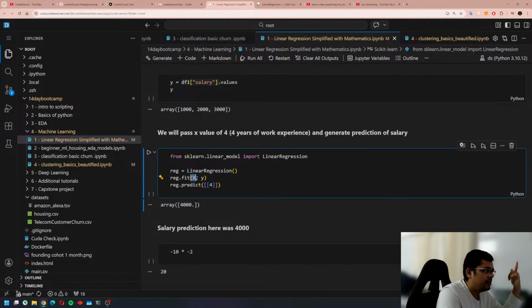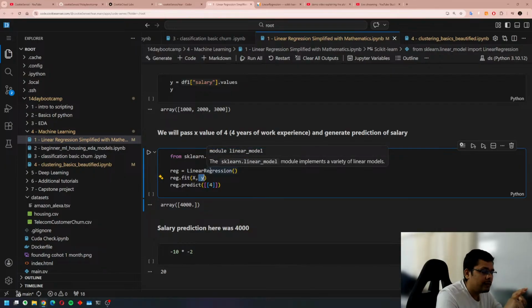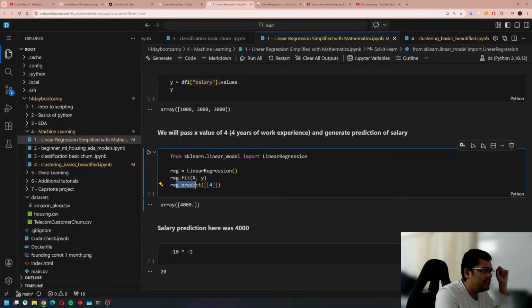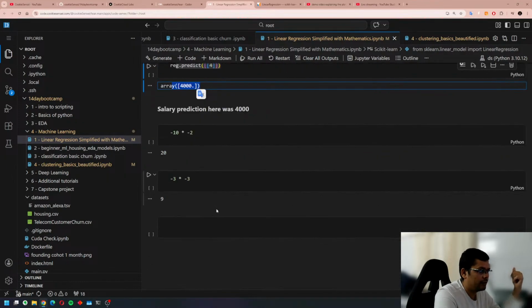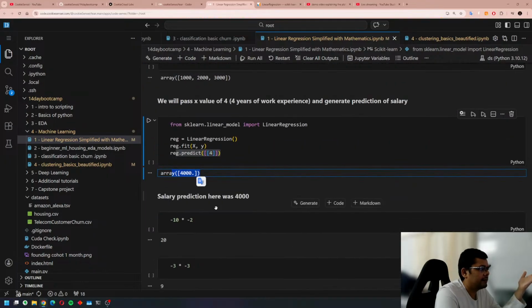Fit means look at the data: take a look at X, which are the questions, take a look at Y, which are the outputs, map them together, and learn the pattern between them. And that's the pattern which we call a model. And then reg.predict 4 should give you 4,000. reg.predict 5 will give you 5,000, and so on. Pretty simple, right?